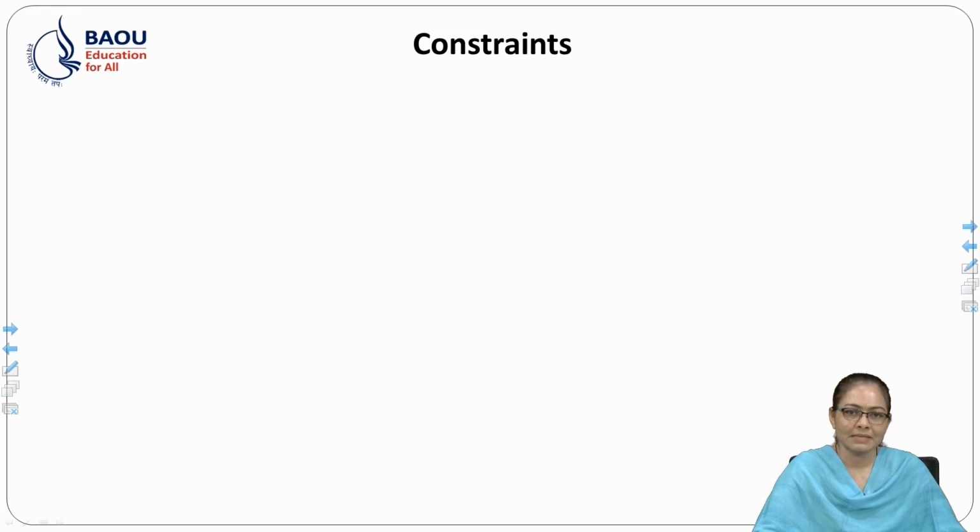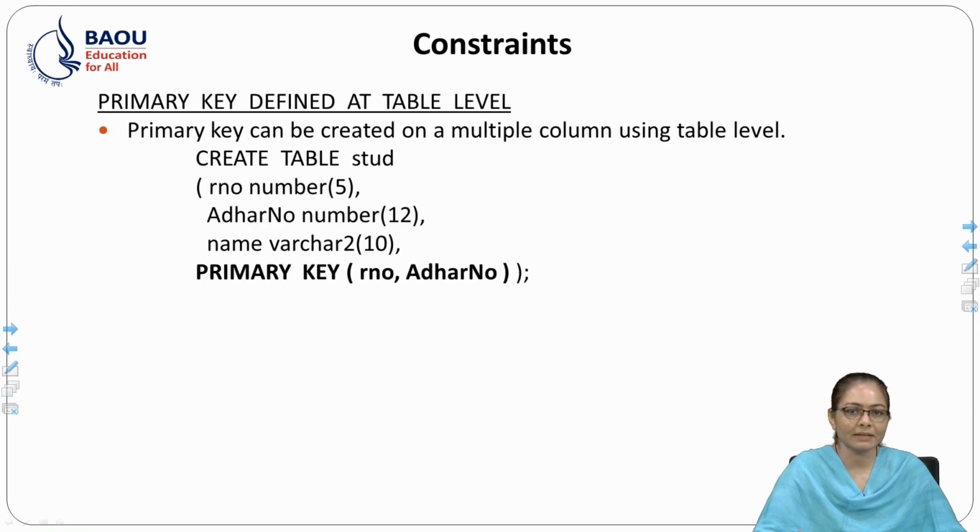Now, see the primary key defined at the table level. Here the primary key is defined at the end of the table definition. All the columns are defined, and after that the primary key is defined. The primary key can be created on multiple columns using the table level.